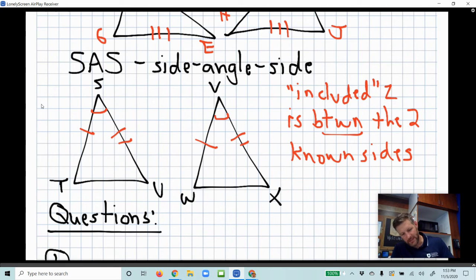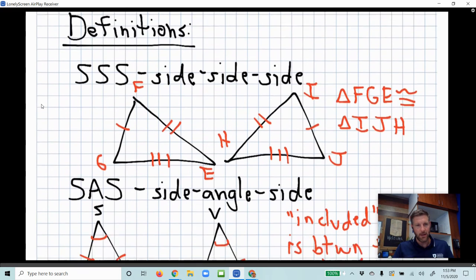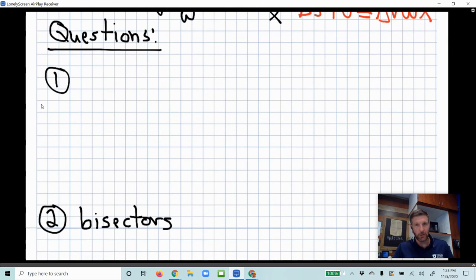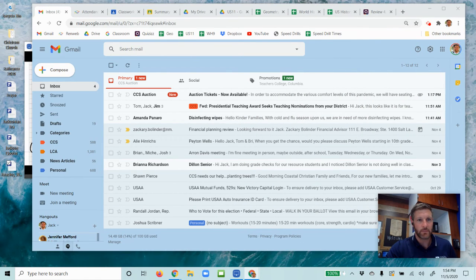And so as a result of SAS, I could say that here triangle STU would have to be congruent to VWX. The good news about this is that proving triangles congruent, which we'll be doing for the rest of the chapter, is half the work than what we thought. Not 3 sides and 3 angles, but either just the 3 sides, SSS, or 2 sides and the angle in between, SAS. So let's go ahead and take a look at the questions. Whoops, I forgot to put these up where I could read them. So bear with me. Sorry about that.